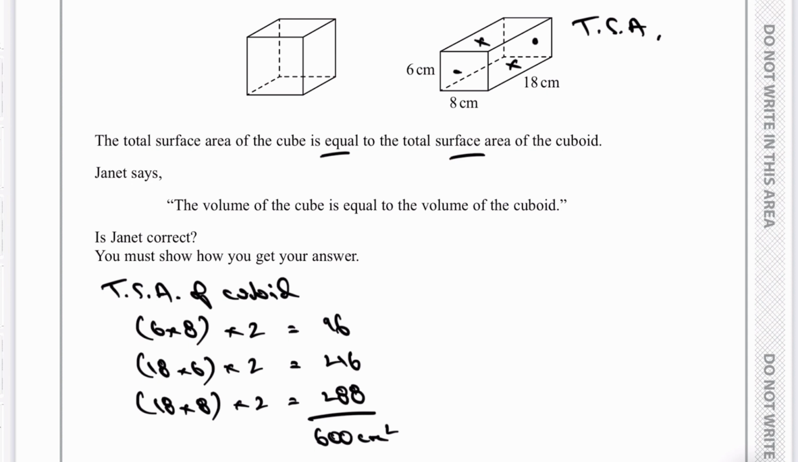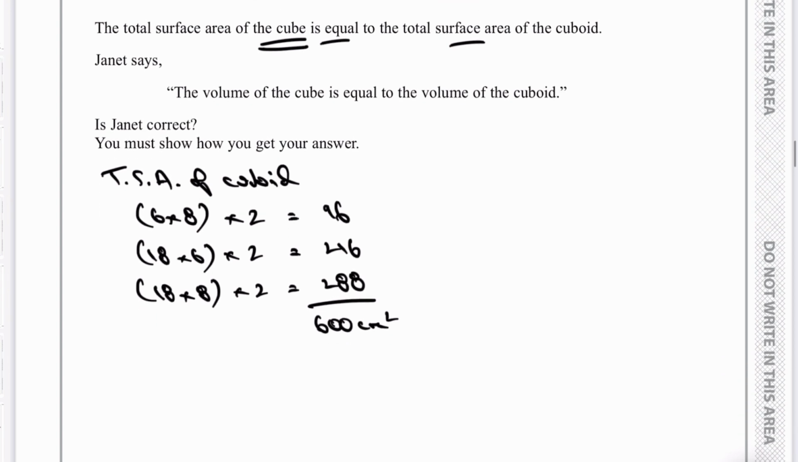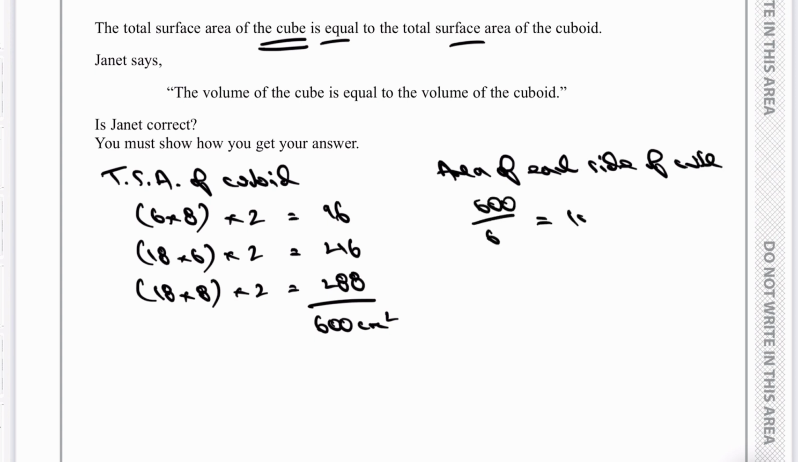Then it says the total surface area of the cube is equal to the total surface area of the cuboid. Okay, so therefore, if I'm looking at the area of the cube, then because a cube has got 6 sides, the area of each side of the cube is going to equal 600 divided by 6, so therefore each side must be 100 centimeters squared. Now I need to work out the volume of the cube and the volume of the cuboid. So to get the volume of the cube, I need to know the length of each side.